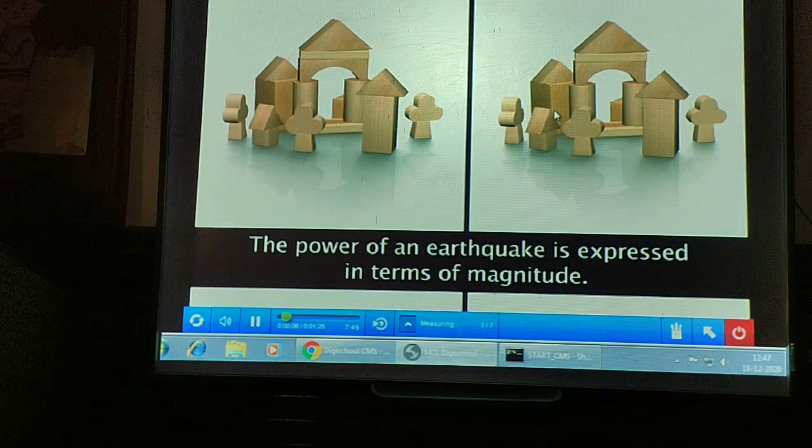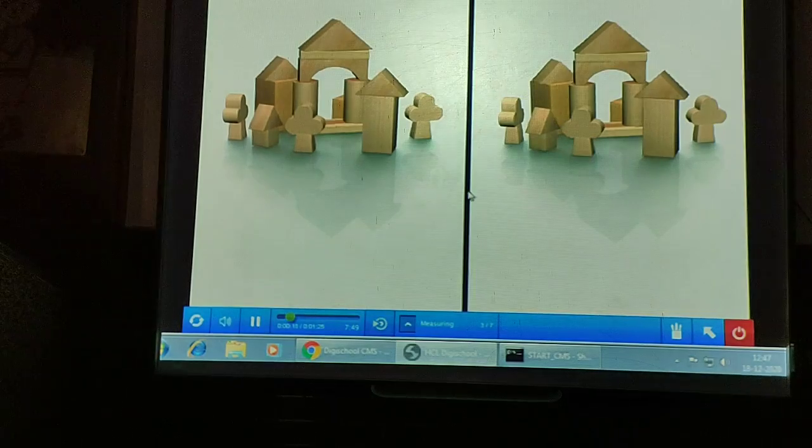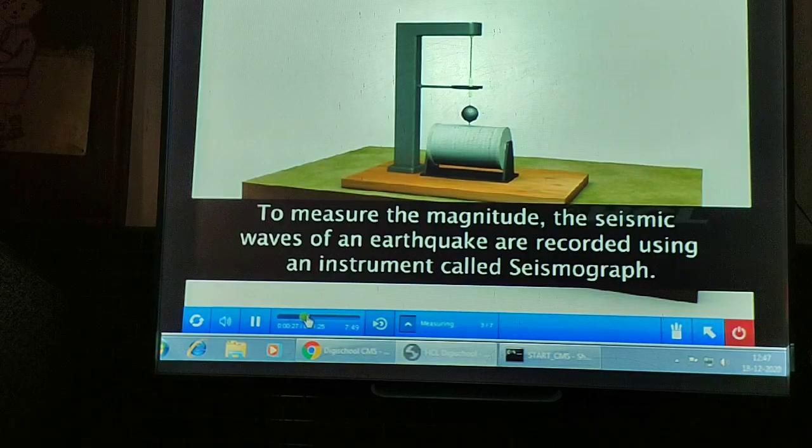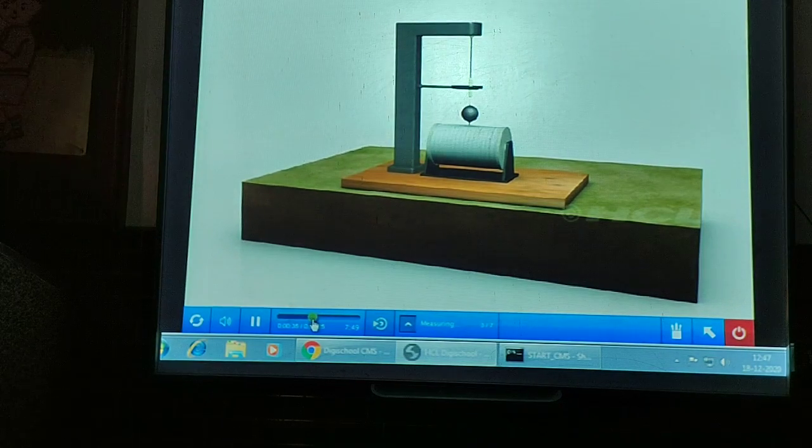The power of an earthquake is expressed in terms of magnitude. Earthquakes can be of different magnitude. The seismic waves of an earthquake are recorded using an instrument called seismograph. These records are quantified using a Richter scale.